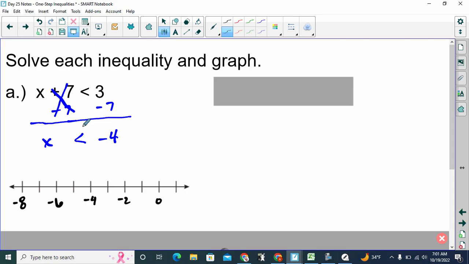We need to decide if we have an open or a closed circle. Because x cannot be equal to negative 4, it does not have the or equal to there, we are going to use an open circle. We don't color it in to indicate that we are not including negative 4. And in this case, negative 4 is bigger than x, and I'm trying to shade in x. So if negative 4 is the bigger thing, I want to shade in to the left.